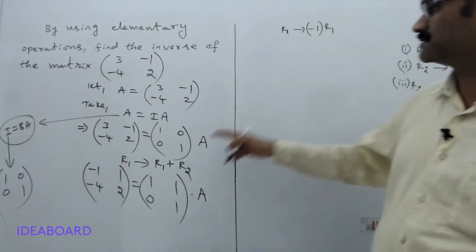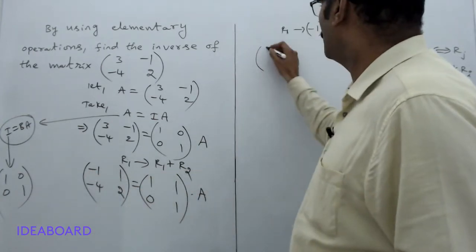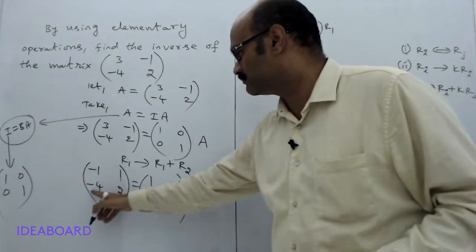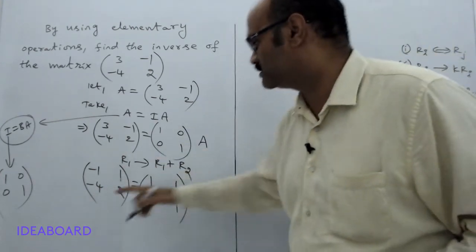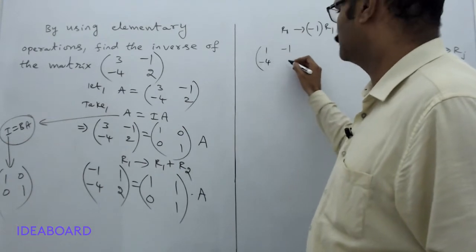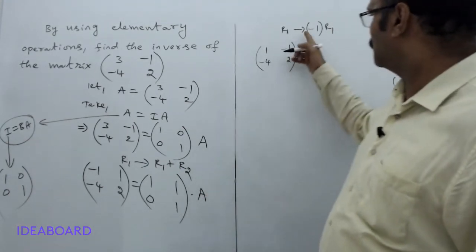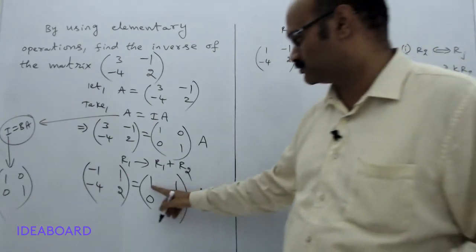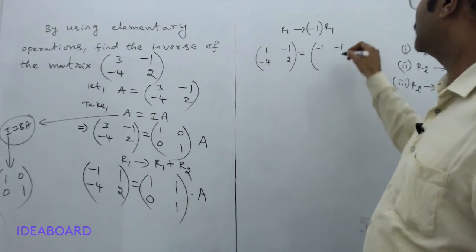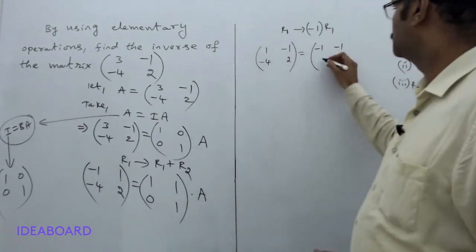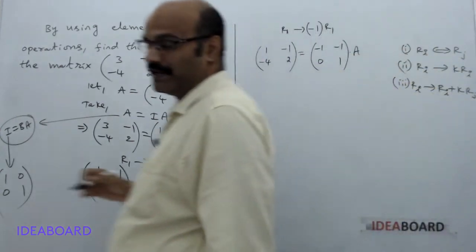Then it becomes, multiply this one by minus 1. 1 minus 1, R2 no change, minus 4, 2 equal to. Now the same thing we should apply for this one also. Multiply this one by minus 1. Minus 1, minus 1, 0, 1 into A.